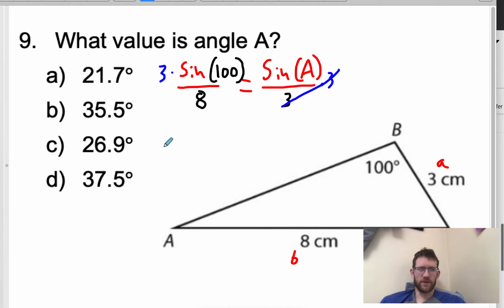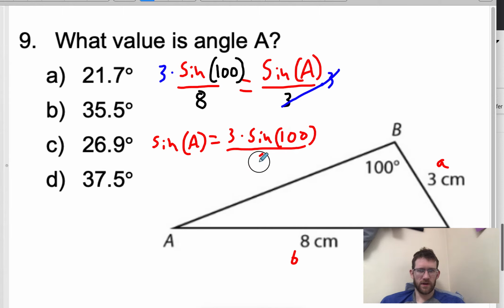I guess I'll rewrite this whole thing. So the sine of angle A is equal to 3 times the sine of 100, take that whole thing divided by 8. Okay, we're close. Now I just need to get rid of this sine function. And remember, as long as it's acute, I'm allowed to take the inverse sine. So I'll take the inverse sine on both sides. That means I have to take the inverse sine of this entire thing.